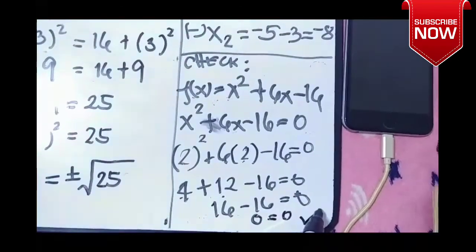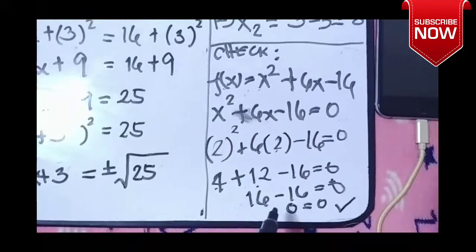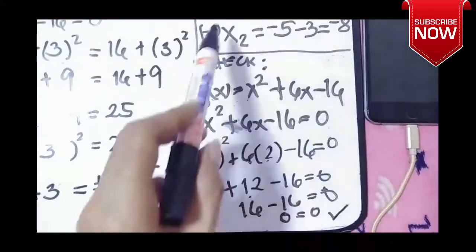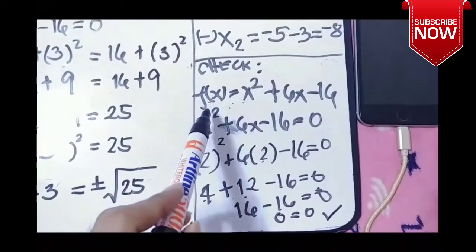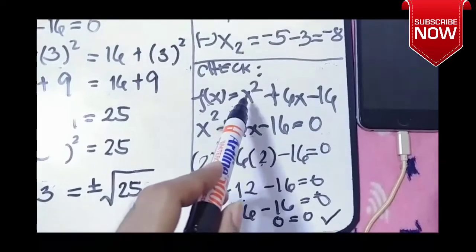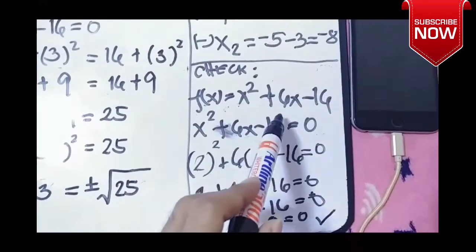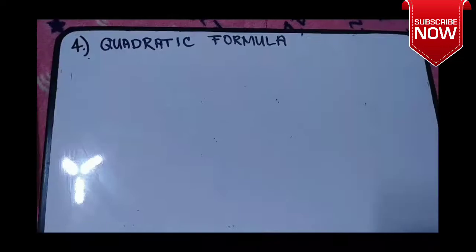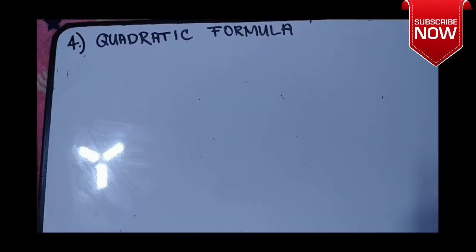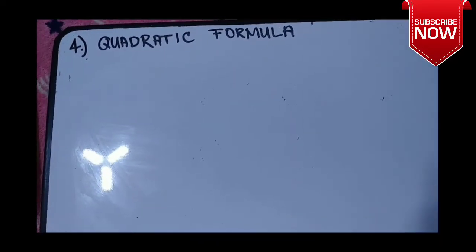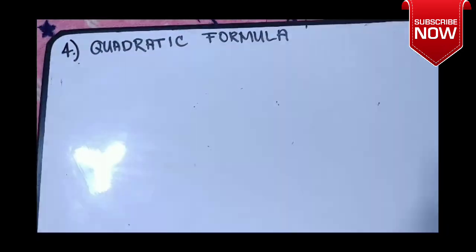Therefore, check. Ibig sabihin, ang first value ng x, which is positive 2, ay nagsatisfy sa given quadratic equation na f of x equals x squared plus 6x minus 16. So this time, tatalakayan na natin ngayon ang pinaka-last method sa pag-solve ng quadratic equation. Ito ay ang quadratic formula.